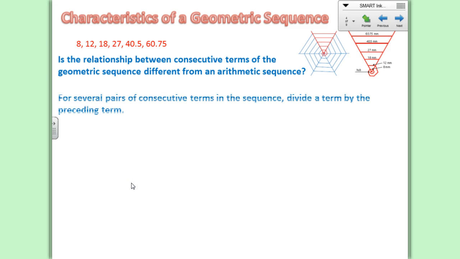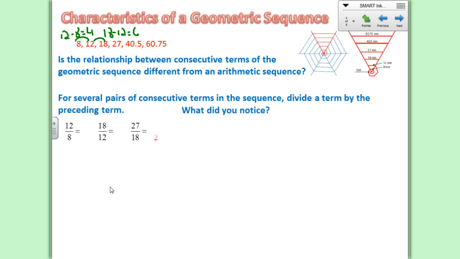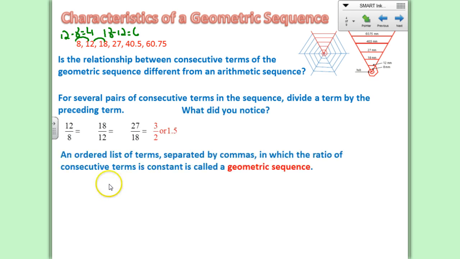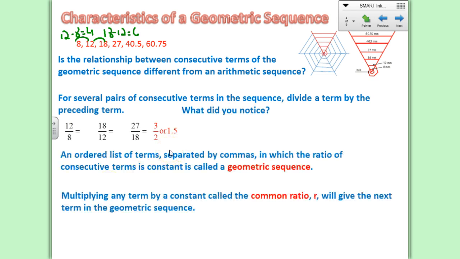Well, if we look closely, the relationship is not arithmetic. We can't subtract these two like we did before, right? If I subtract the two, I get 12 minus 8 equals 4, and I get the next two consecutive ones, 18 minus 12 equals 6, and that's not a common difference. That's not arithmetic. But if we look, what do they share in common? We can see that if I divide them, I get something common, and I get 3/2 or 1.5 for each of them.